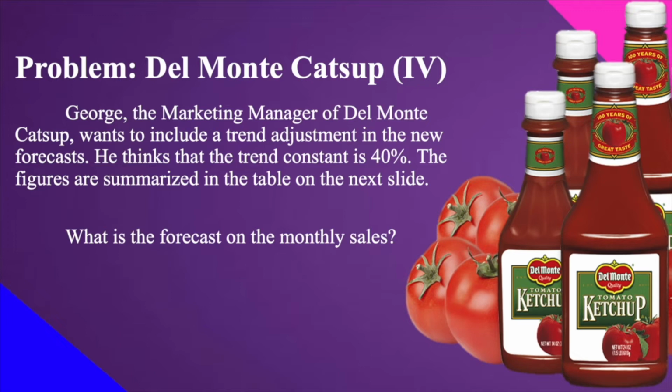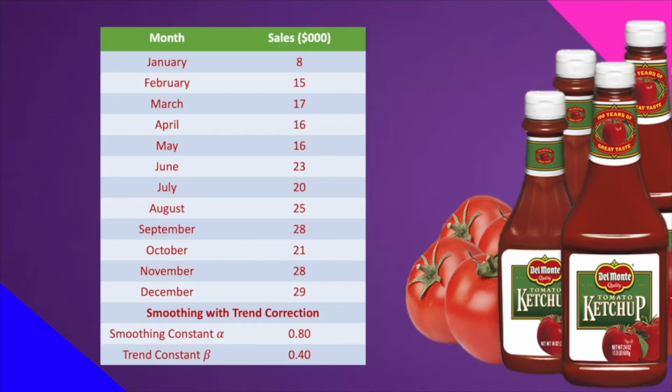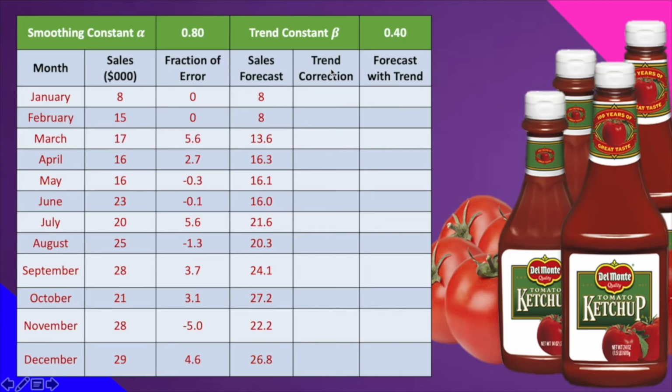Again, guys, the level or the smoothing constant is different from the trend constant. Take note of that. Smoothing constant is the alpha, trend constant is the beta. Now, given the beta that we have, 40%, this is the data. Okay, our alpha is 0.8, beta 0.4. This is just the same as in our previous discussions on the previous forecasting models we have tackled. So, let's have our computation, our solution.